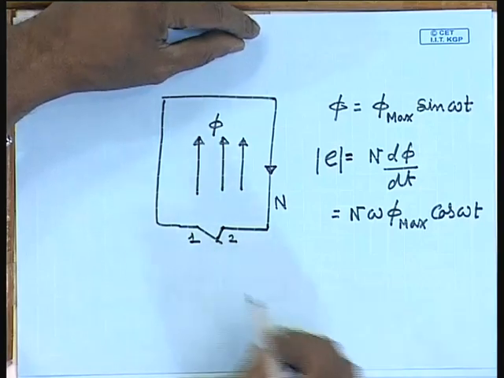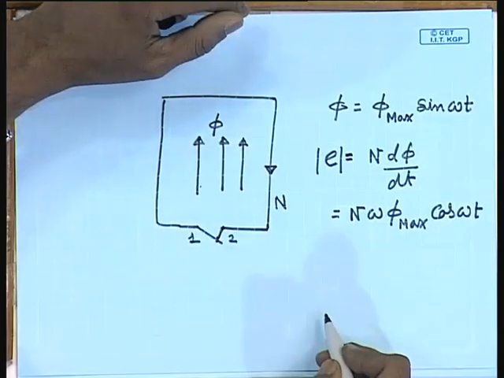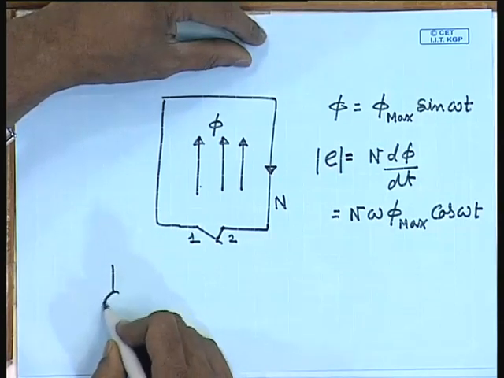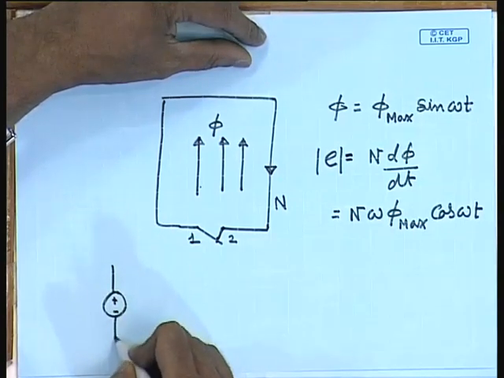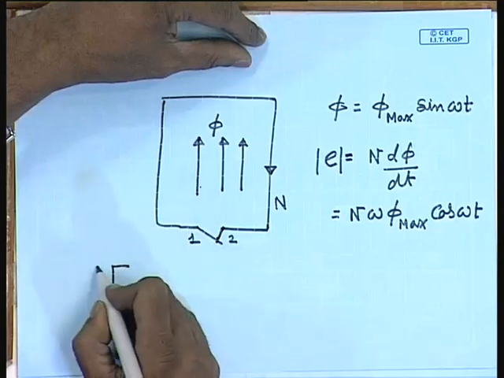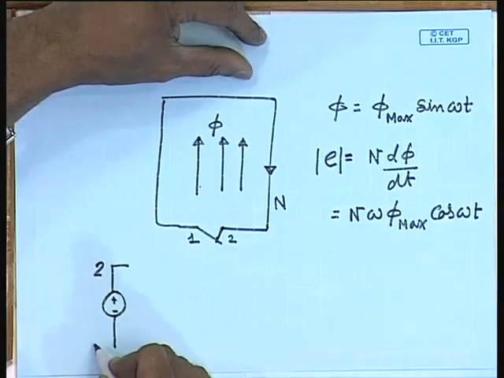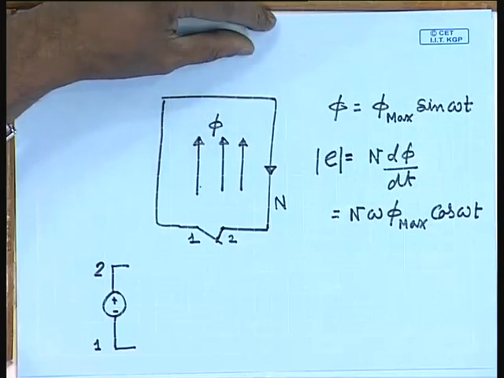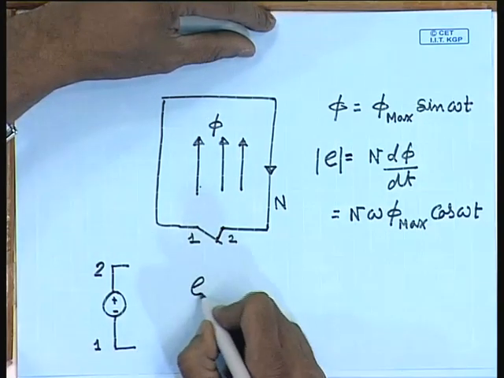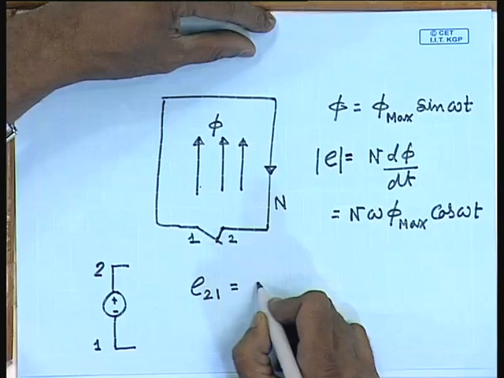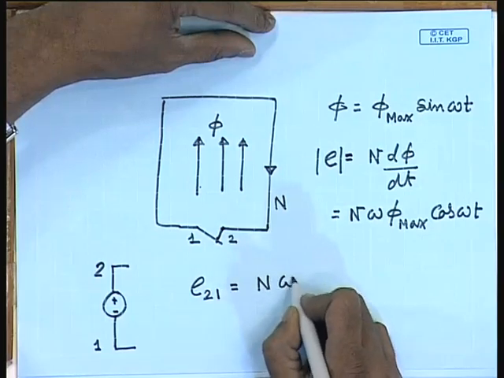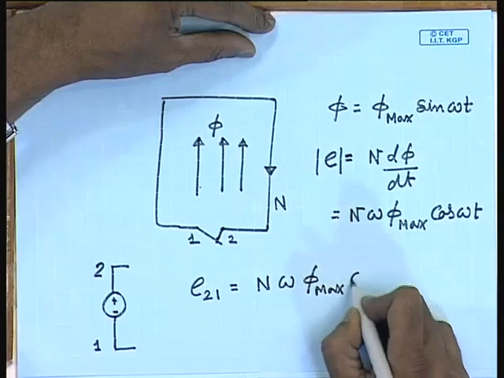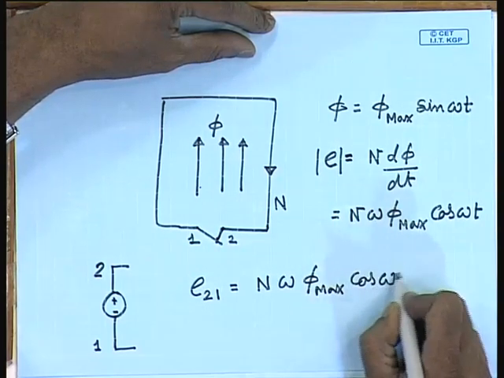Therefore, this coil with this kind of a flux can be replaced by an EMF source E, where the terminal 2 at time 0 will be positive and the terminal 1 at time 0 will be negative, and the potential E21 in that case will be given by N omega phi max cos omega t.